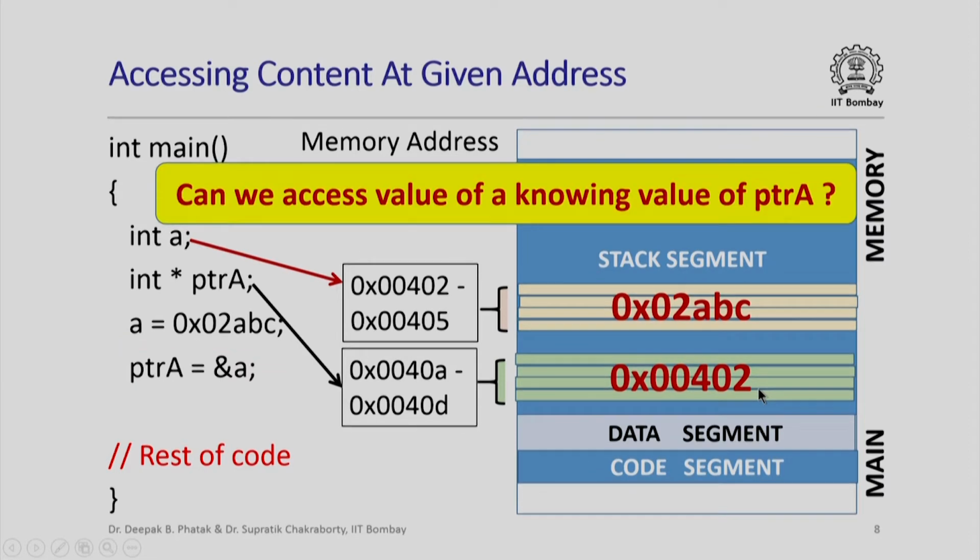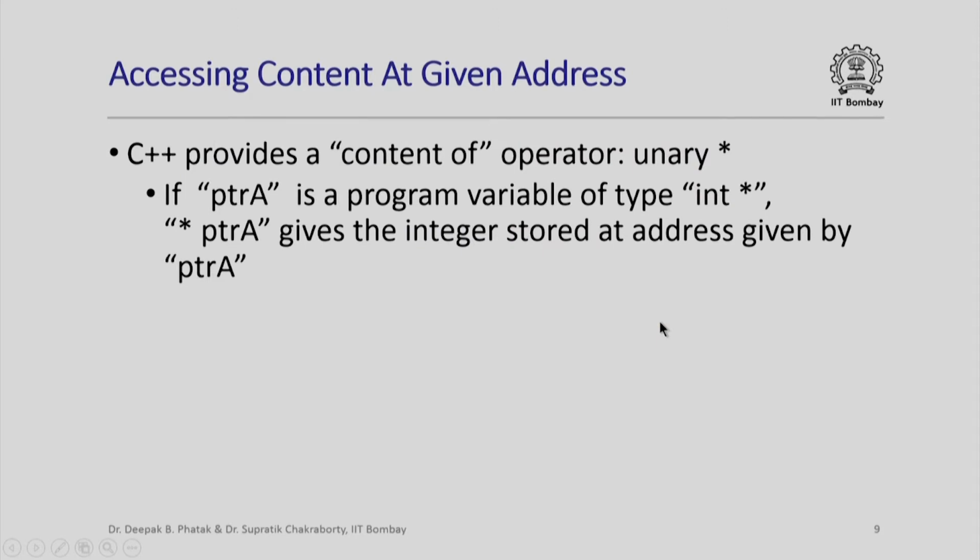Now the question is, given that the variable pointer a is storing the address of the first of the 4 locations reserved in memory for the variable a, and given that I know this address, can I actually find out the value of a in memory? It turns out that in C++ we can do this by means of a special operator called the content of operator.